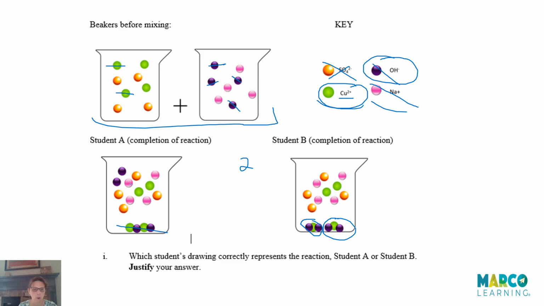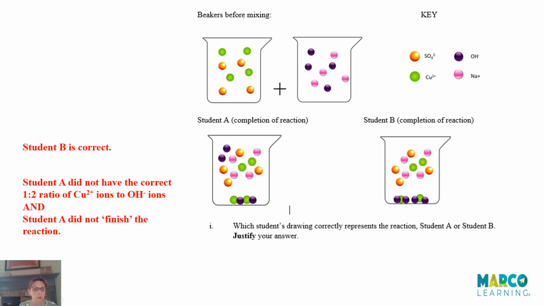I see one other thing wrong with student A, and that was if student A was trying to do a 1-to-1 ion ratio, if the student was thinking it was copper 1 with the hydroxide, the student didn't finish the reaction because they should have gone ahead and did copper to hydroxide, copper to hydroxide. So this student's got all kinds of things going on wrong. Wrong ratio, and then didn't finish the reaction. And there we go. We have student B is correct. Student A did not have the correct 1-to-2 ratio of copper 2 ions to the 2 hydroxide ions. And student A didn't finish the reaction.